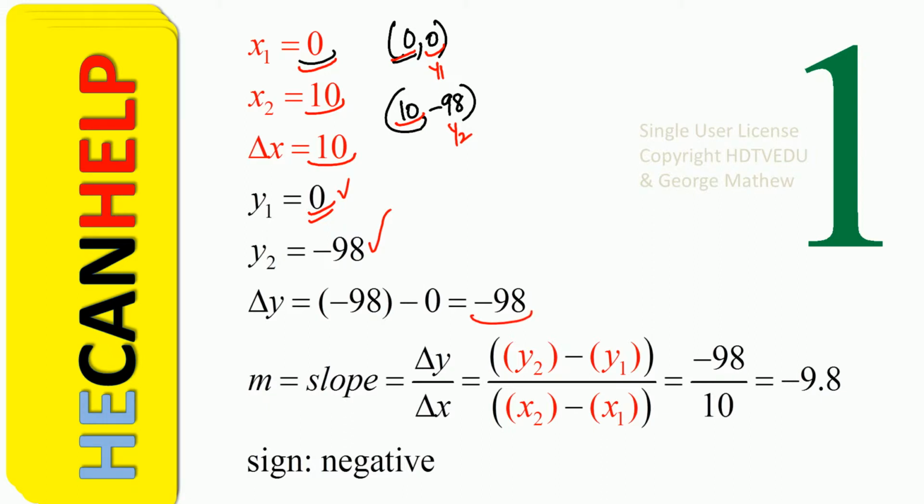Slope is rise over run, change in y over change in x. And so we get negative 98 divided by 10, and that is negative 9.8. What is our sign? Negative.